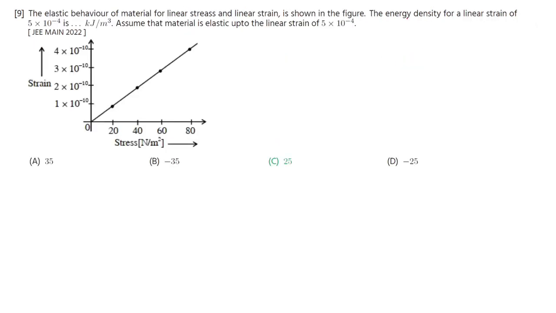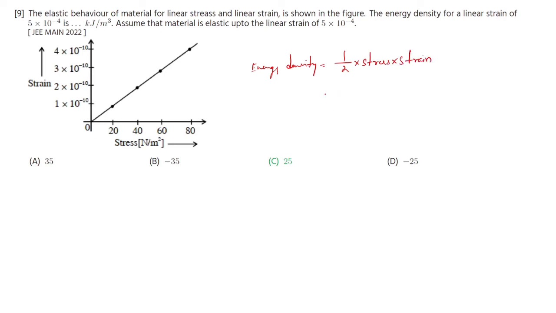Okay, next. The elastic behavior of the material for linear stress and the linear strain is shown in the figure. The energy density for a linear strain of 5 into 10 power minus 4 is what they are asking, children. So what is the energy density formula? Energy density is nothing but half into stress into strain.